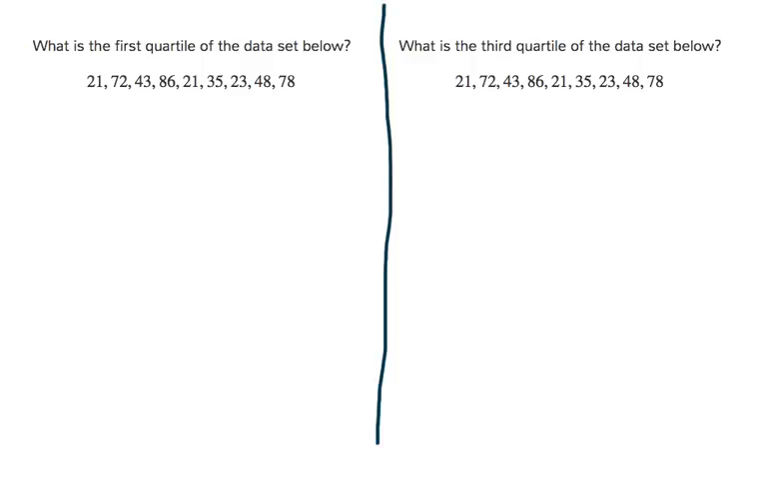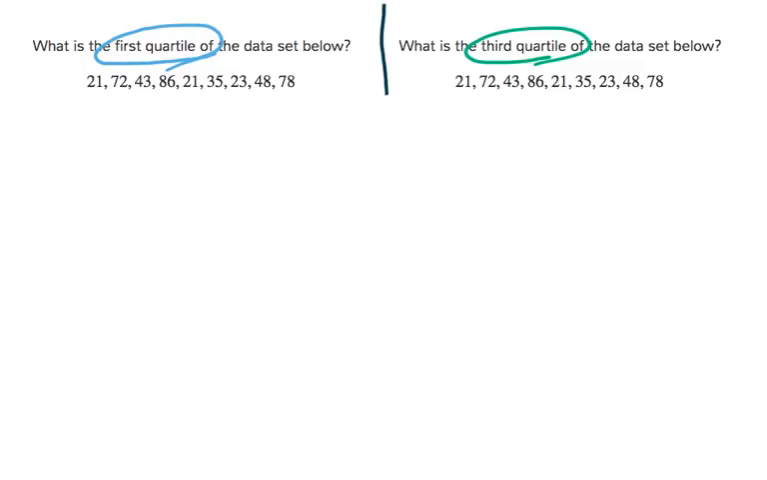Okay, I have two problems here. On the left-hand side, we're looking for the first quartile of the data set. And then on the right-hand side, we have the same data set, but this time we're looking for the third quartile. So here's how we go about doing this. And actually, let's get rid of this line so I have some space for our problem here.